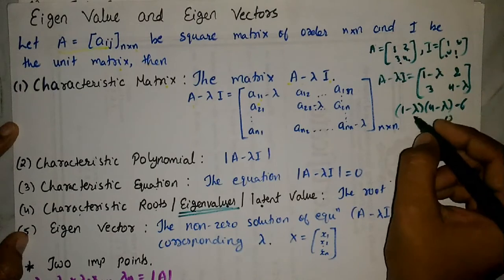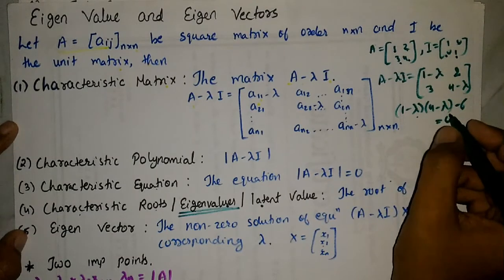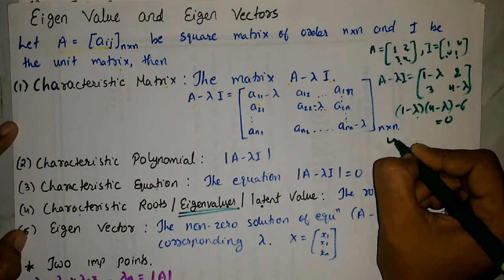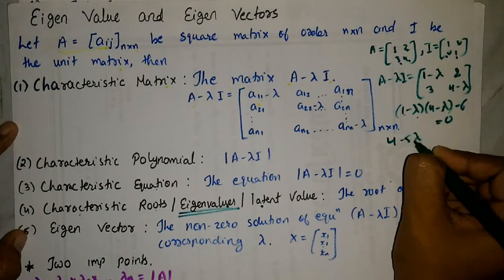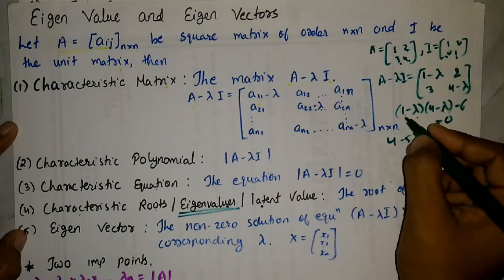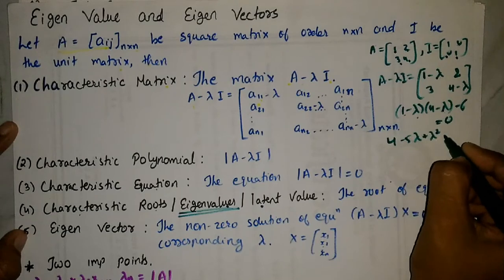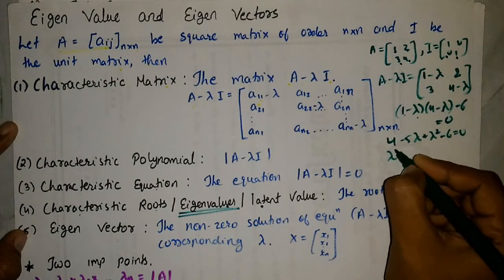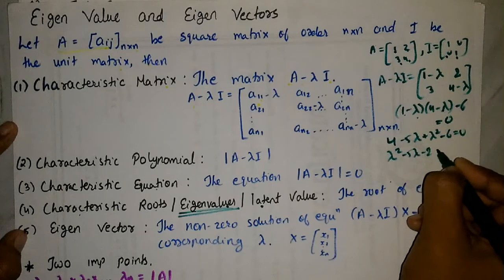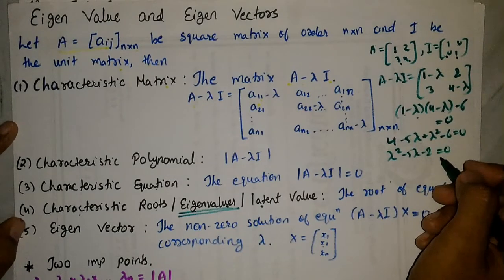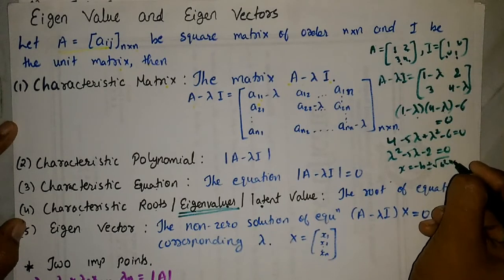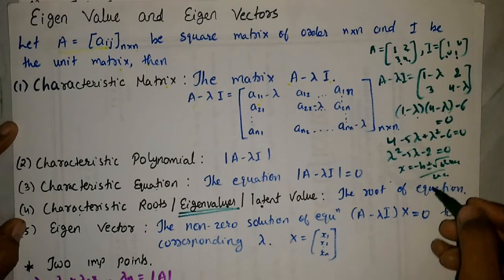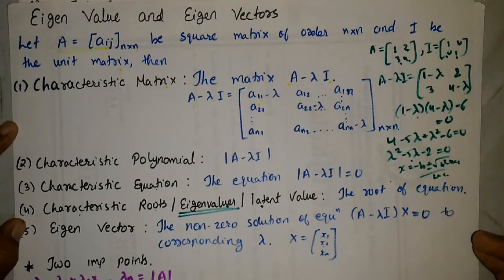So if we solve here, what will be the answer? If we solve, we get 4 minus lambda, then minus 4 lambda, it will be minus 5 lambda, plus lambda square, minus 6 is equal to 0. So we can write lambda square minus 5 lambda minus 2 is equal to 0. Now by using the formula x is equal to minus b plus or minus under root b square minus 4ac upon 2a, we can find the roots, and here we will get 2 roots. So that will be our lambda.